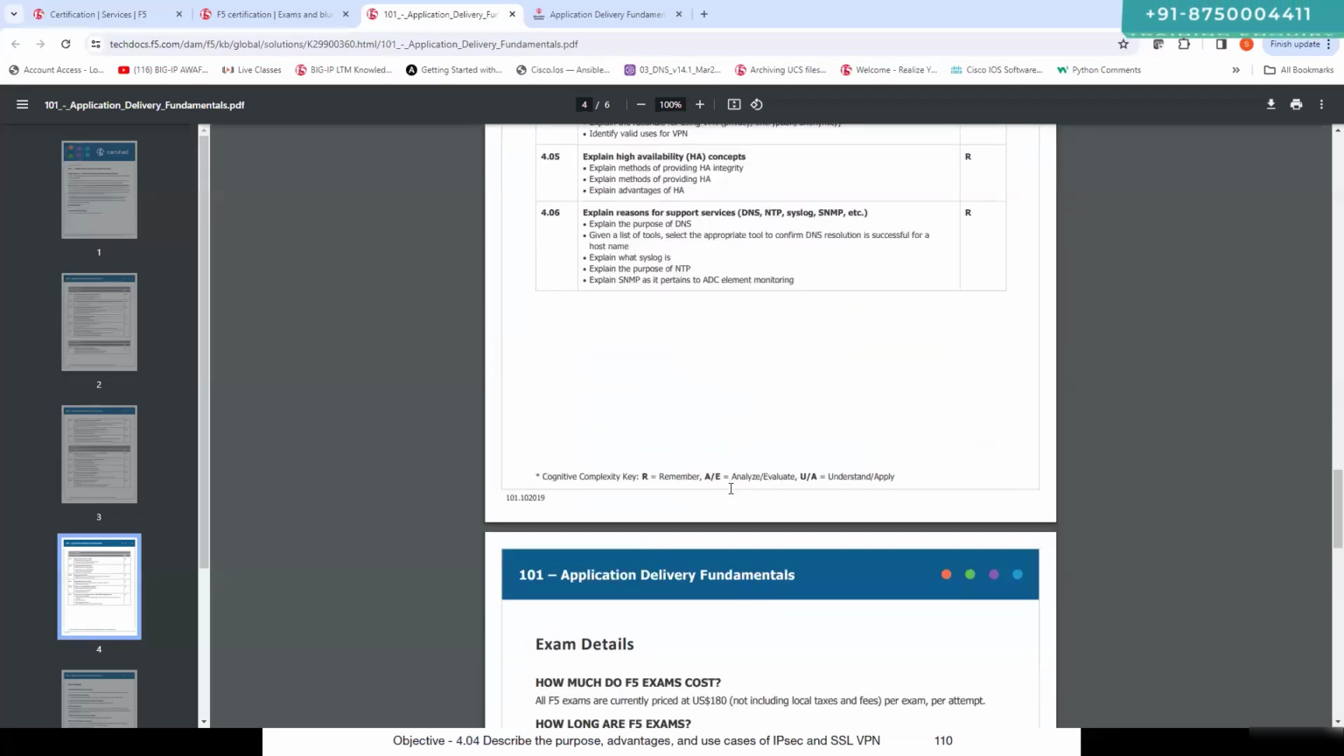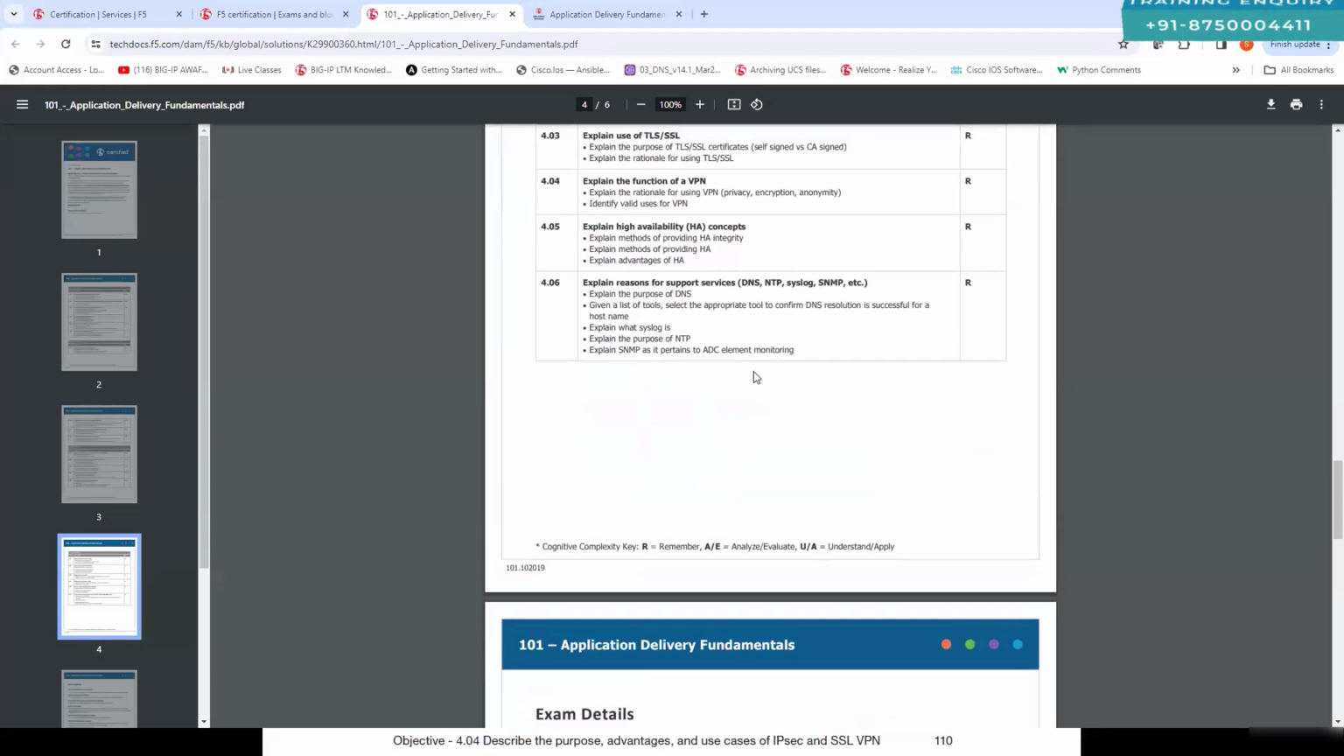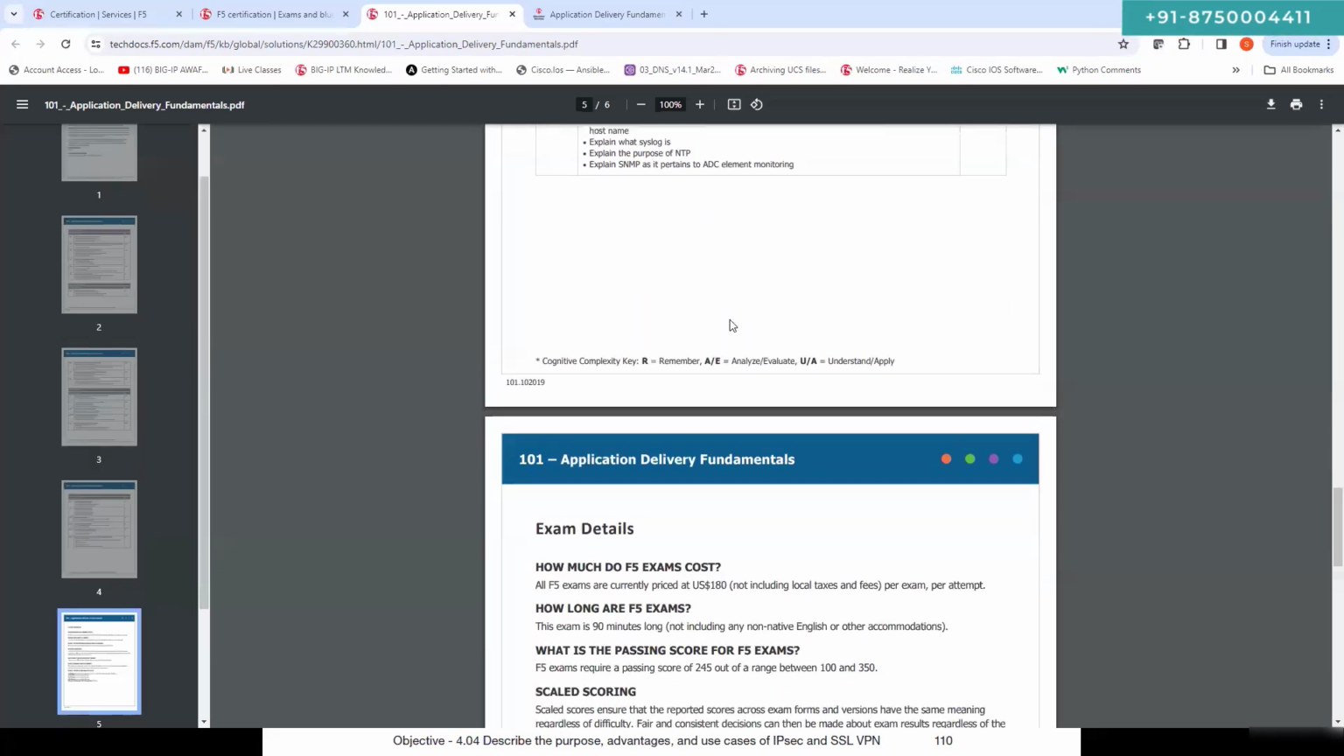And then finally we have some basic protocols such as DNS, NTP, syslog, SNMP, because these things are very important while configuring a hardware device, right? When it comes to configuring DNS, if DNS is not configured on your BIG-IP, then it will not be possible for your BIG-IP to talk to the internet. If NTP is not configured, then time will not get synchronized. If syslog is not configured, then your log messages will not be stored. These are all the components that you need to know before taking this exam.